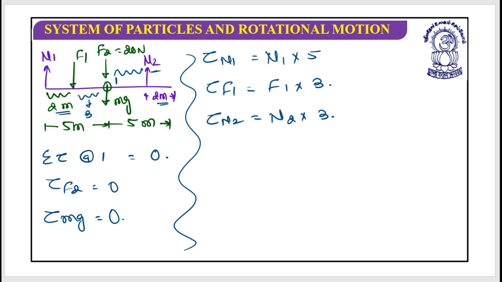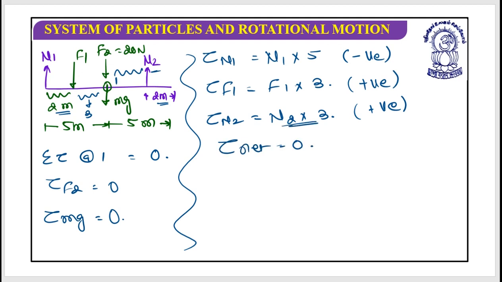Great. So let's find out the direction as well. Torque due to N1 will rotate it clockwise, so this will be negative. Torque due to F1 will rotate it anti-clockwise, so it will be positive. And torque due to N2 is again rotating anti-clockwise, so this will be positive. So the net torque would be equal to 0.